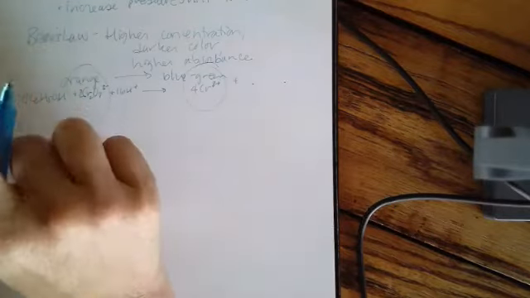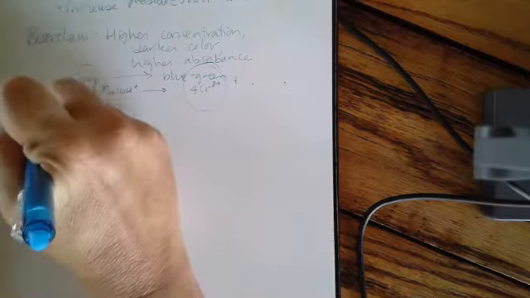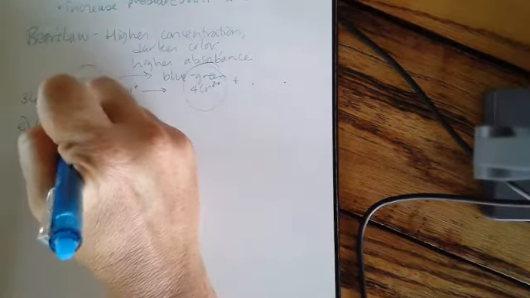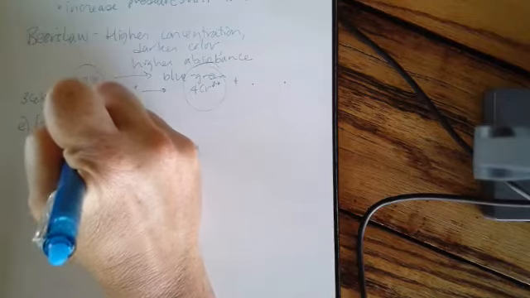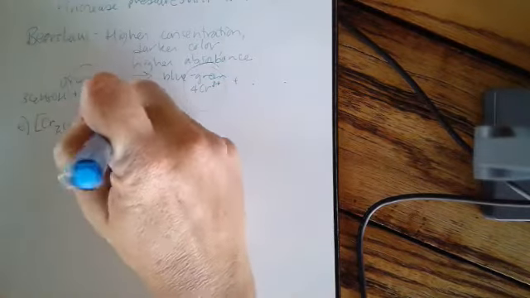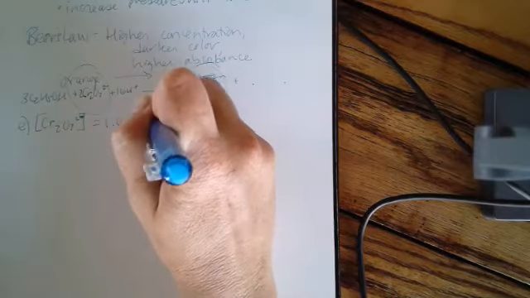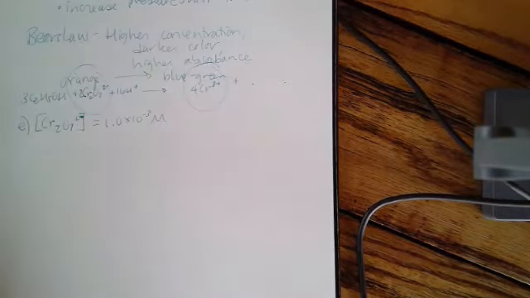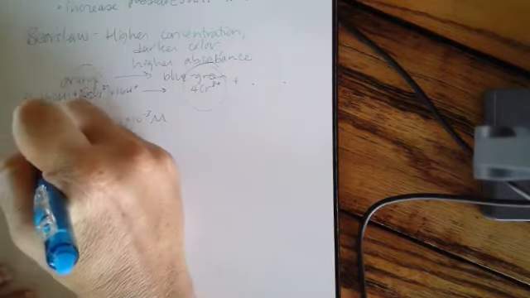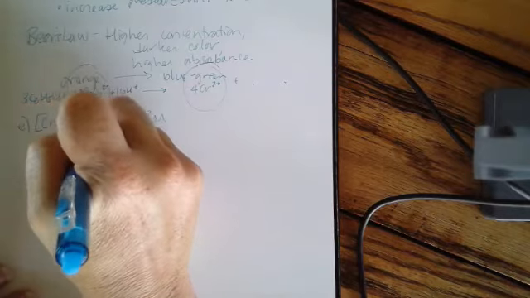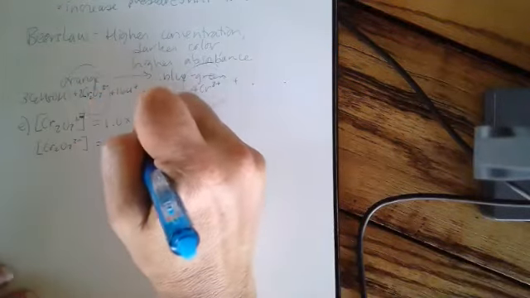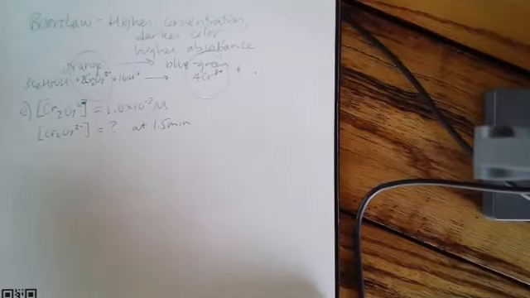All right, so we finally get to a question, and it says, the initial concentration of dichromate, Cr2O7 2-, is 1 times 10 to the minus third molar. Calculate the concentration at 1.5. All right, so what is the concentration going to be?